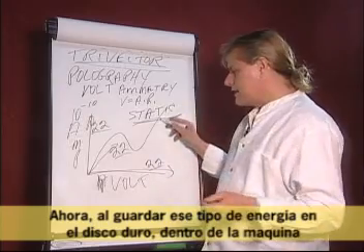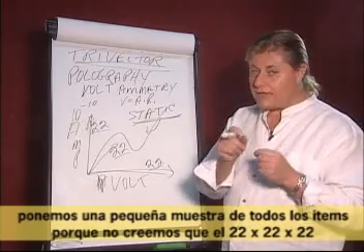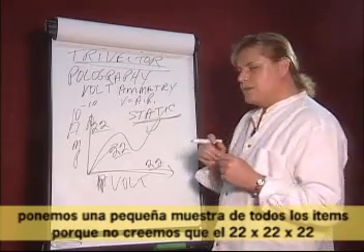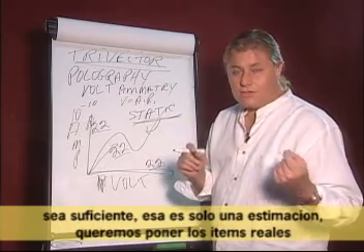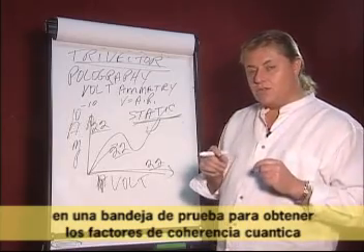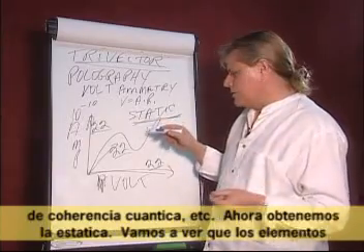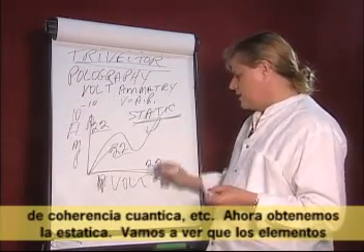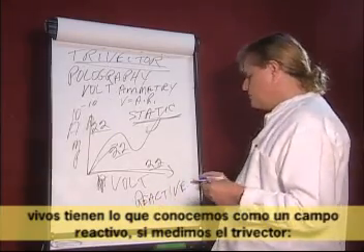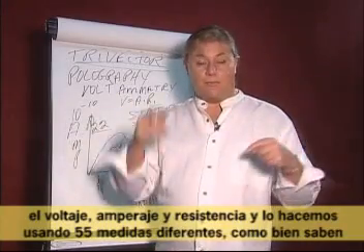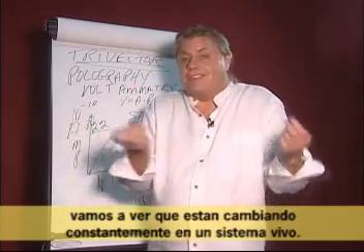Now, by storing that type of energy in the hard drive, inside the machine we put a little test kit of the actual samples of all these items, because we don't believe that the 22 by 22 by 22 is quite enough. That's really just a small estimate. So we want to put the actual items into a test kit so we get the quantum coherency factors we've written in the books. Once we've got the static, we're going to find that the living items have what is known as a reactive field. If we measure the trivector, the voltage, amperage, resistance, so we would do this with 55 different measures, as you remember, then we're going to see this is constantly changing in the living system.